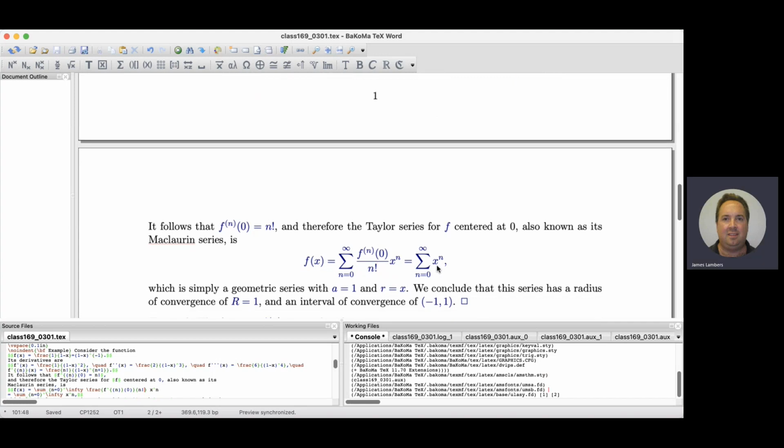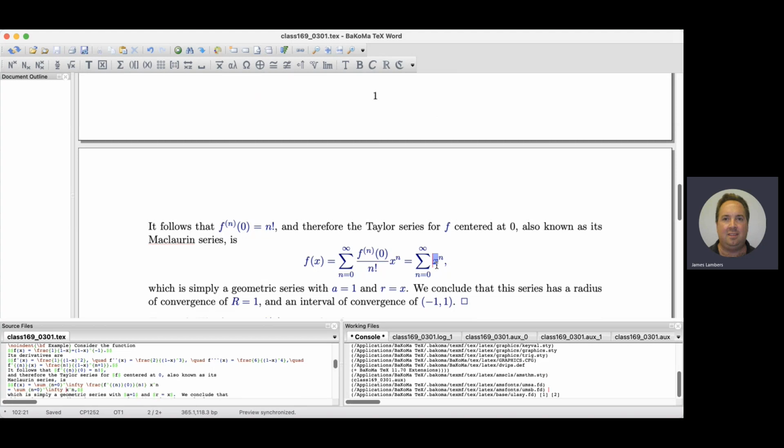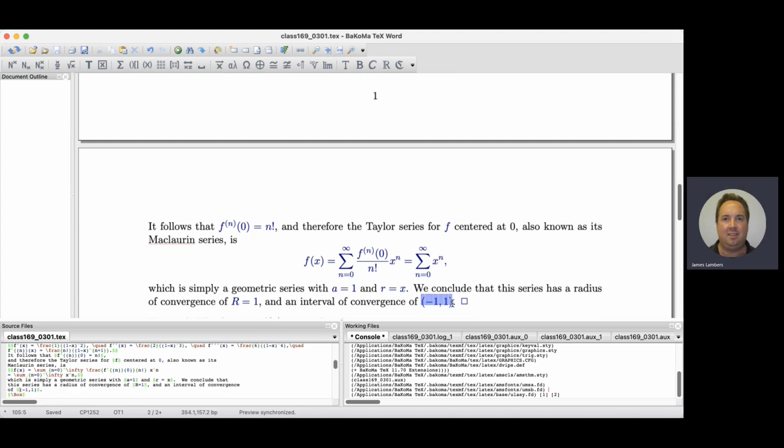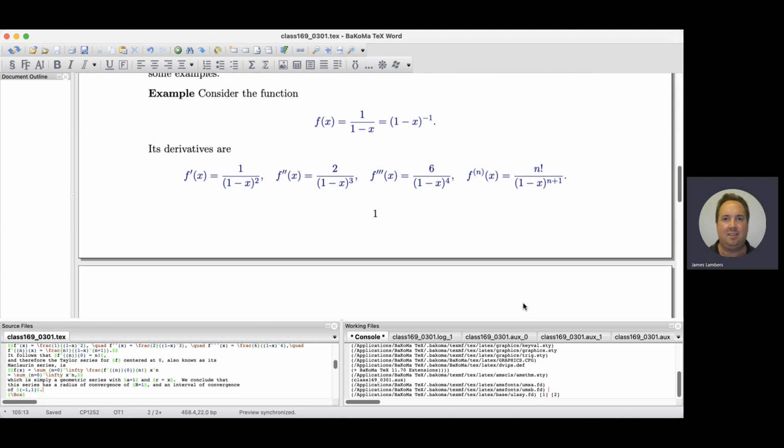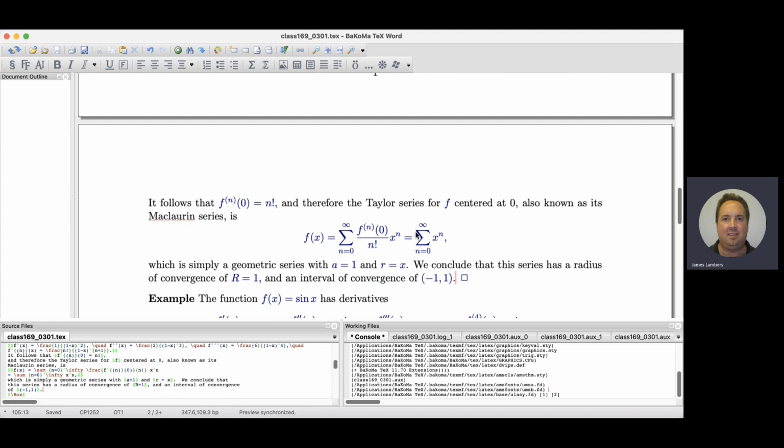Now that's just the geometric series, as we've seen before, where a is 1 and r is x. This geometric series will only converge if the absolute value of x is strictly less than 1. So we have a radius of convergence of 1, and this is the interval of convergence. The function 1 over 1 minus x can be evaluated at any point except for x equal 1, but only for x in this interval can you use this series representation of it.